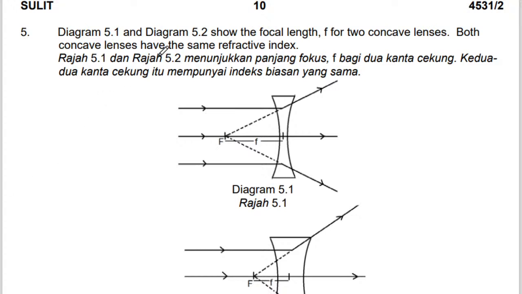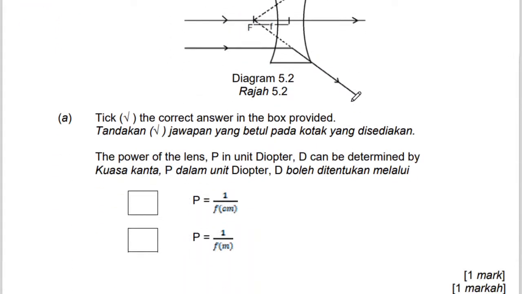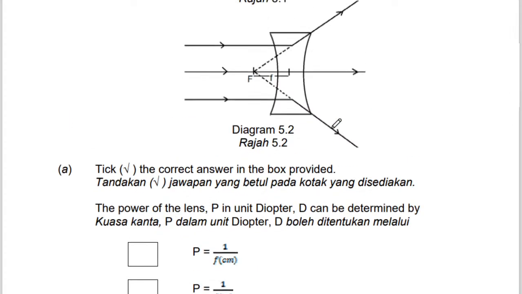Okay, so diagram 5.1, 5.2 shows focal length of 2 concave lenses. Both concave lenses have the same refractive index. When they say the same refractive index, it means they have the same material. So the optical density is the same. What is the question? Tick the correct answer in the box provided.